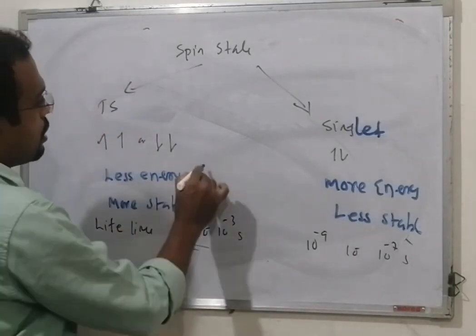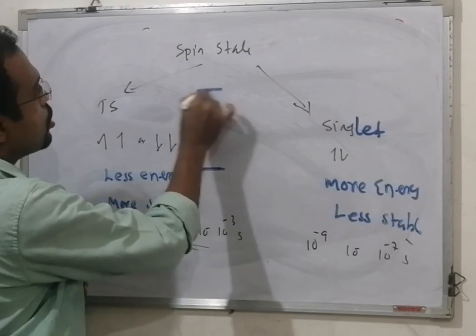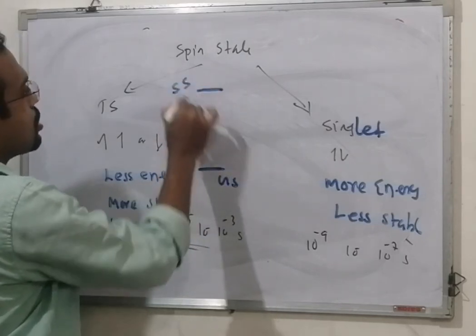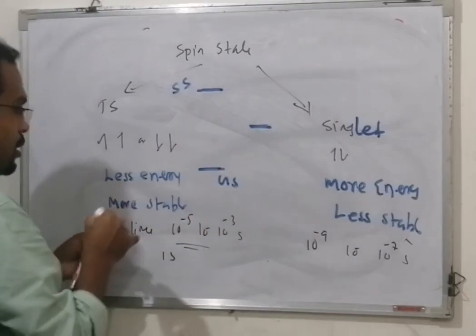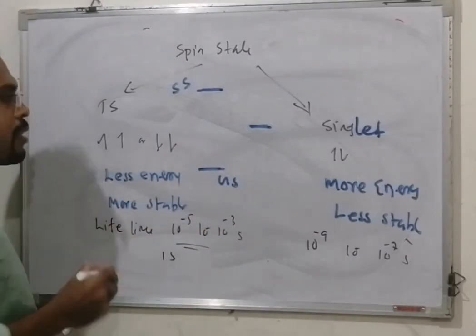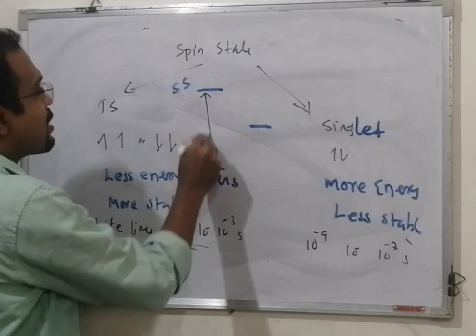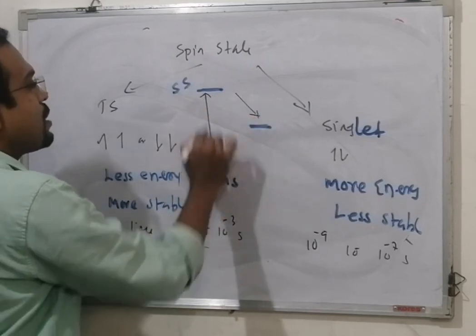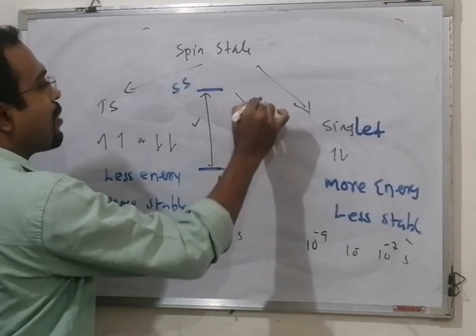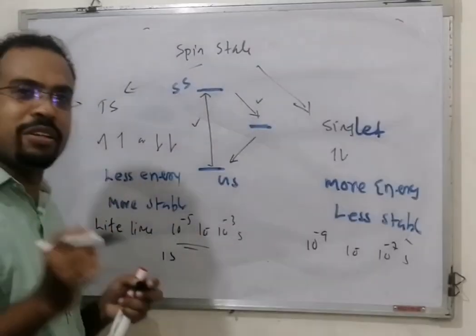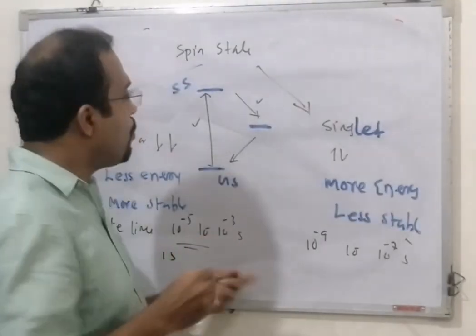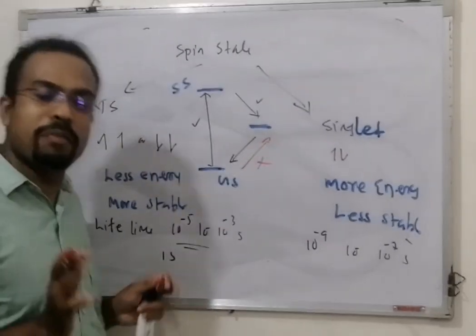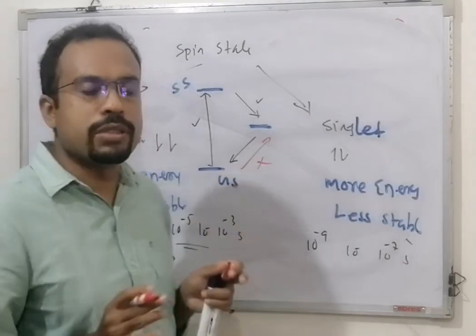Suppose this is your ground state. This is a singlet state. And here is a triplet state. But only this transition is allowed. Therefore, this is the route. First it goes to here, then comes to here, then returns. Good, you got it? There will be no such route. This is not possible. Remember, my students, this is our syllabus.